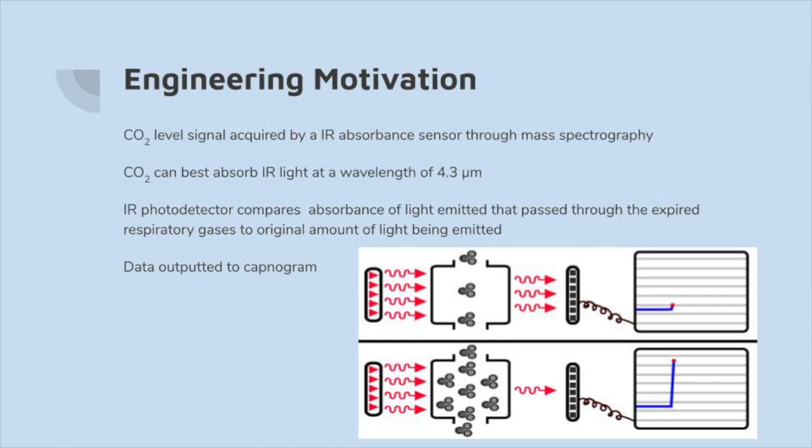Since CO2 is a gas that contains two dissimilar atoms, it is able to absorb infrared light with a wavelength of 4.3 micrometers. To measure PCO2 levels in a sample, a photodiode in the apparatus emits a constant amount of light with a wavelength of 4.3 micrometers. An IR photodetector measures the absorbance of light that passed through a sample of expired respiratory gases. Then, the amount of light absorbed is compared to the constant amount of light being emitted by the photodiode to quantify the PCO2 levels in the breath. The data generated by the photodetector is outputted to a capnograph.